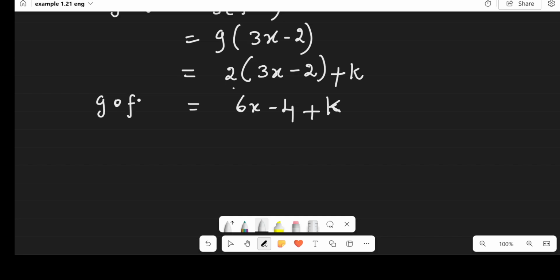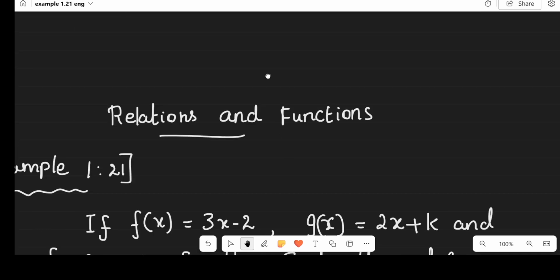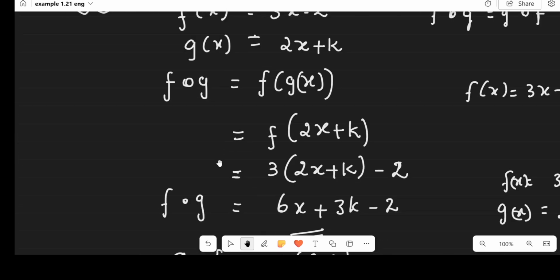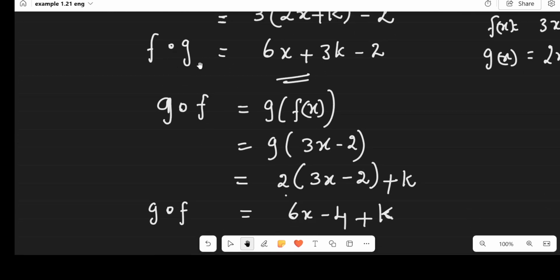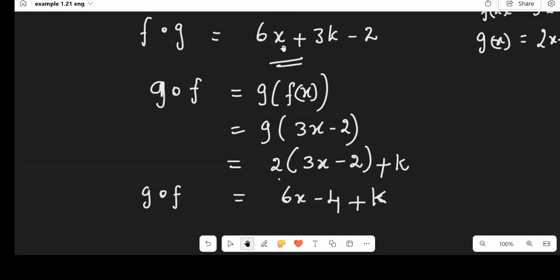In the question, what is given? If f of g equal g of f, then find the value of k. So what we have gotten for f of g? 6x plus 3k minus 2 and g of f, 6x minus 4 plus k. According to the question, what would be the next step? We are going to write this equals this. From that only we are going to find out the value of k.